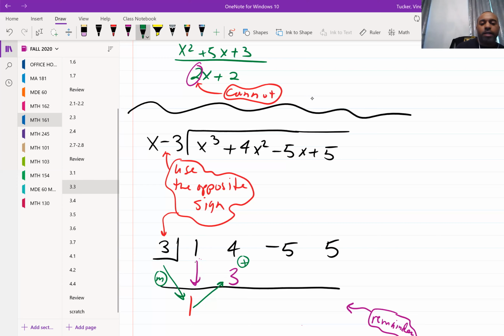Then from there, we're going to add that. That'll be 7. And then you repeat that process. 3 times 7 is 21. Put that right here. Add these numbers. Negative 5 plus 21 is 16. 3 times 16 is 48. Add those together. That's 53. And your last number is always your remainder.